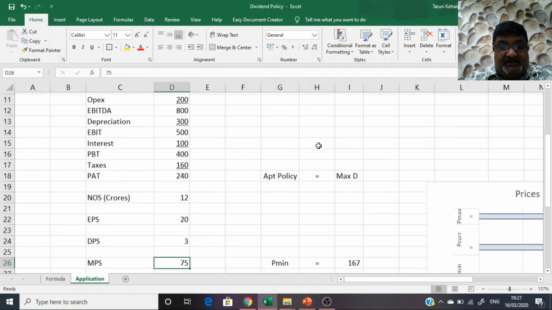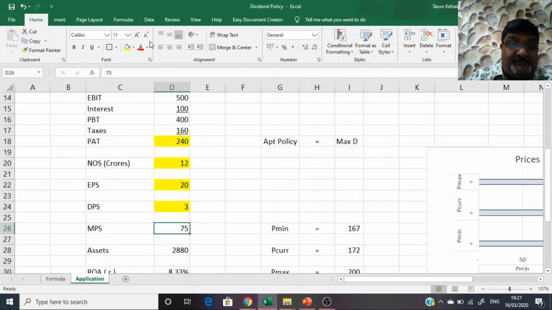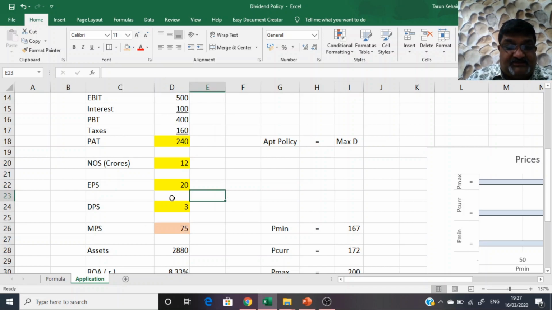Now assume that there are 12 crore shares outstanding for this particular organization. Therefore, the earnings per share, which you will get after you divide the profit after tax by the number of shares, is 20 rupees per share. Now assume that the company is declaring 15% of its profits as dividends, therefore the dividend per share comes to 3 rupees. And the current market price of the firm, I'll put this in a different color because this reflects the current scenario, whereas all the others are basically forecasts.